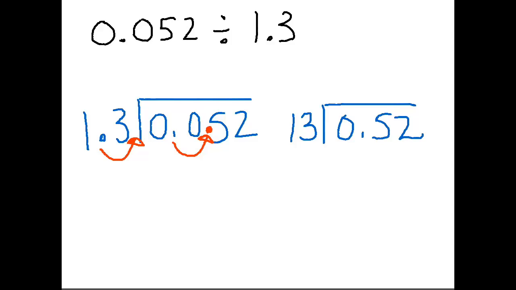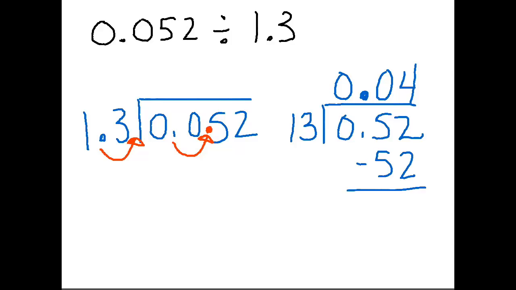0 cannot be divided by 13. My decimal point comes straight up. 5 can't be divided by 13. However, 52 can be divided by 13 4 times, exactly 4 times. So we'll subtract. We have a remainder of 0, and we have a quotient now of 4 hundredths.